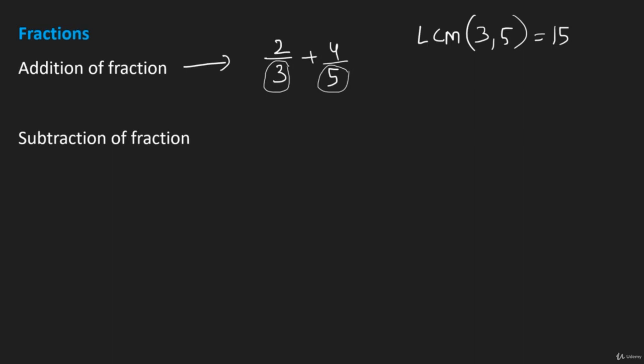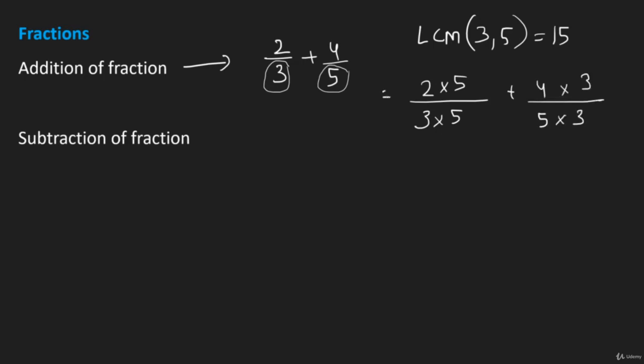So for that matter, I could have taken any common multiple of 3 and 5. It's just easy to work with the LCM. That's why we are taking the least common multiple, which is 15. Now, if I want to change this 3 into 15, I need to multiply this 3 with 5. So I need to multiply the numerator as well with 5. So I get 2 by 3 into 5 by 5, right? And if I want to change this 5 into 15, I need to multiply it with 3, and then I need to multiply the numerator, that is 4, also with 3.